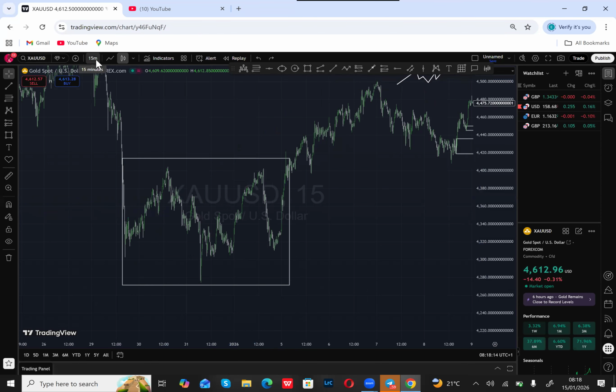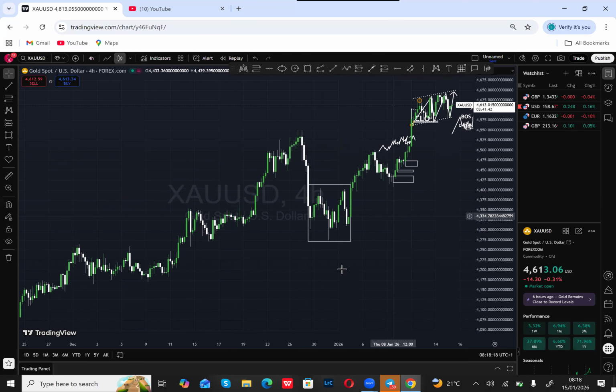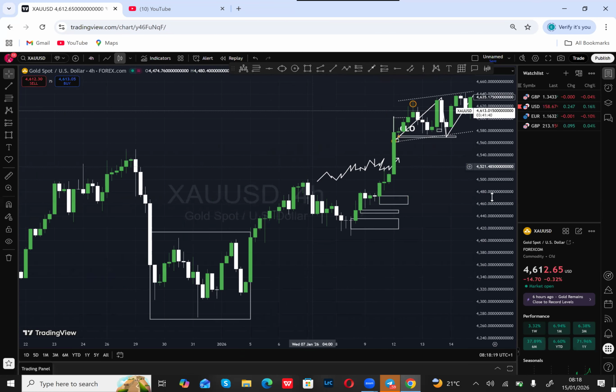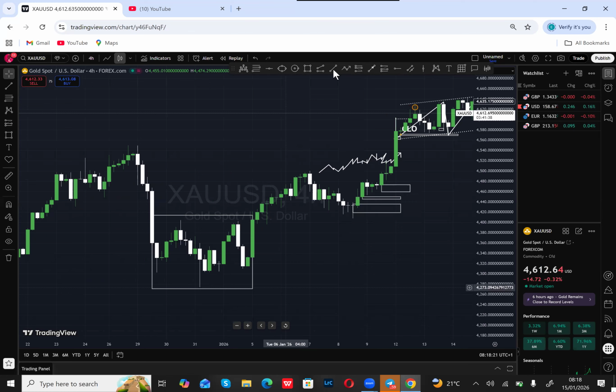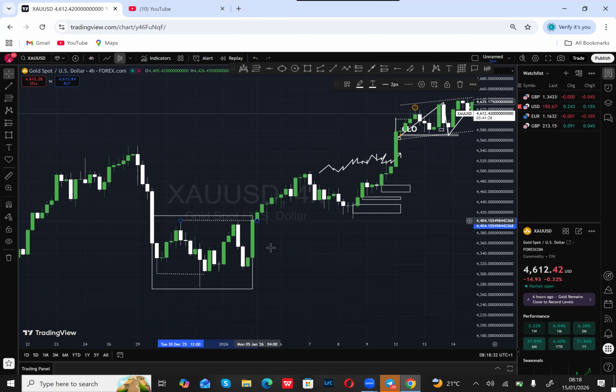Let me show you on 4H. Now, if you were looking at this chart, you would have expected this to happen. So sometimes you need to be flexible. You would have expected that price takes out this as the change of character, right? But can I shock you?